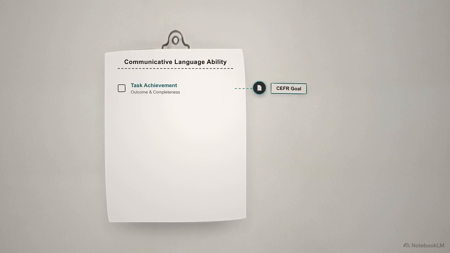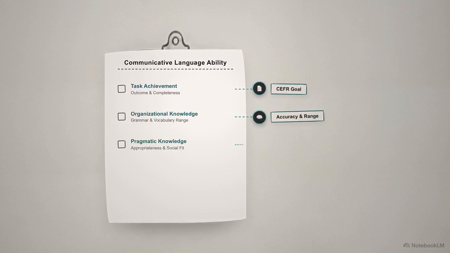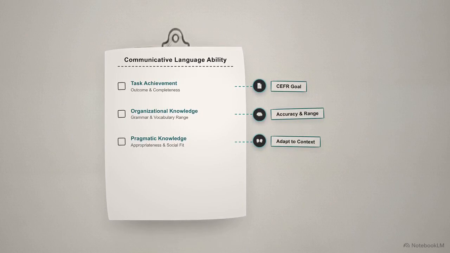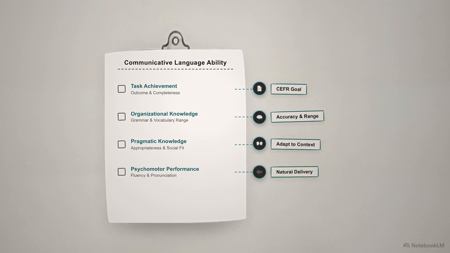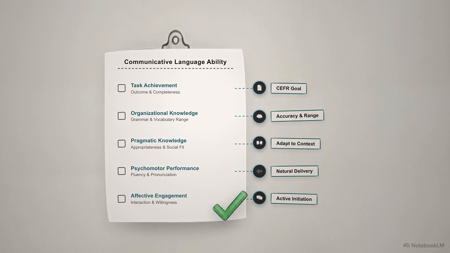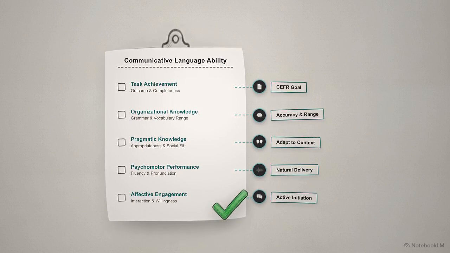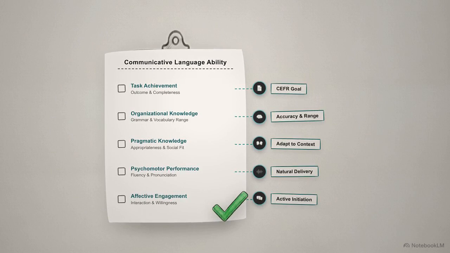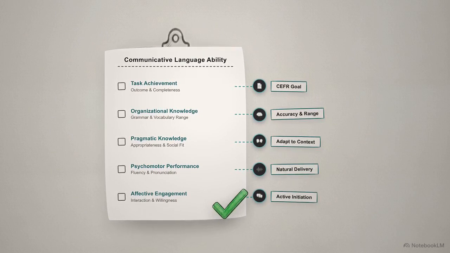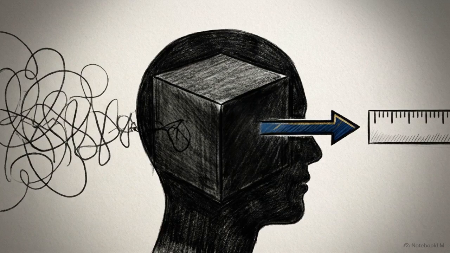It starts with task achievement. Did they actually complete the core CEFR goal? Then it breaks down the specific skills they used to do it. Organizational knowledge covers the grammar and vocabulary used to build the sentences. Pragmatic knowledge evaluates if those sentences were actually appropriate for the context and the speaker's role. Then we add psychomotor performance for pronunciation and affective engagement to see if they actively initiated interaction or just passively responded.